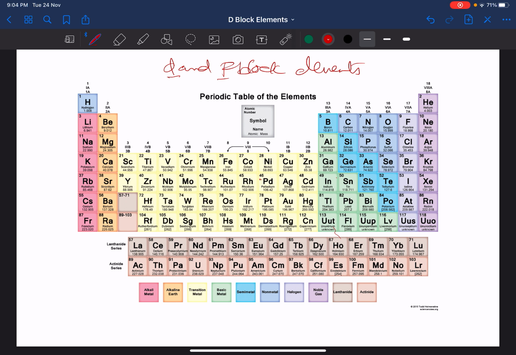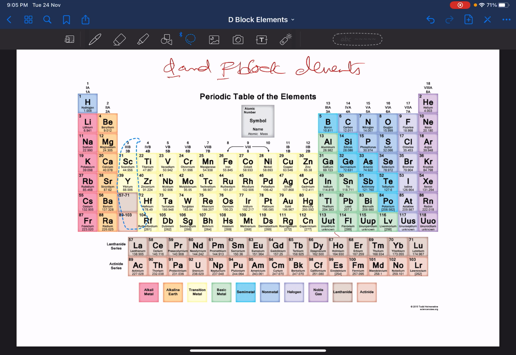Next, where are the D block elements? D block elements consist of groups 3 to 12. They are located in between the s block and the p block elements, in the lengthy periods. So the d electron progressively enters the d series.